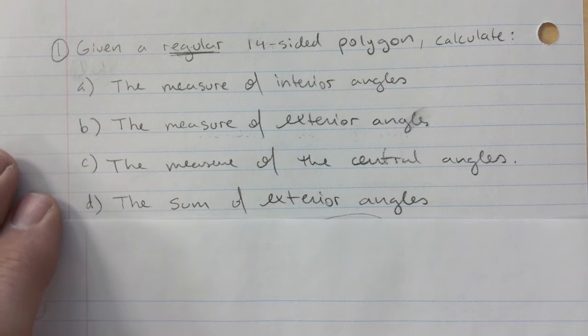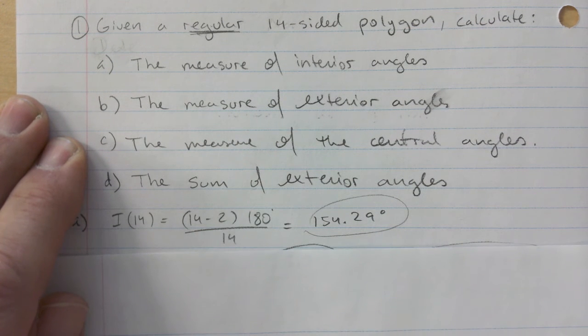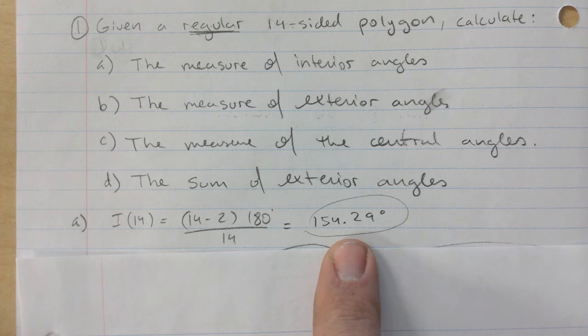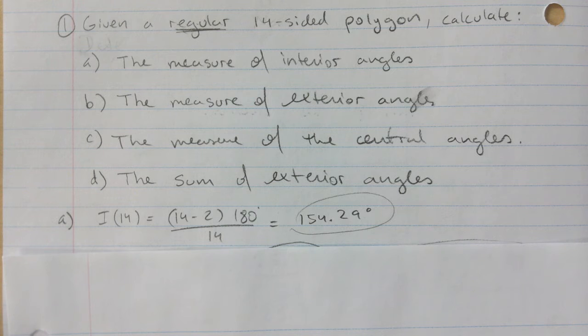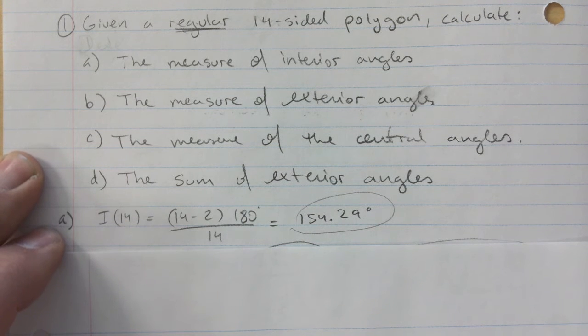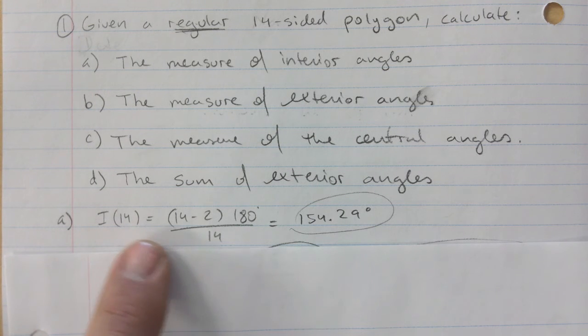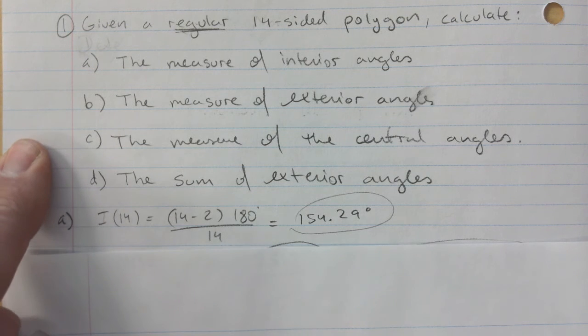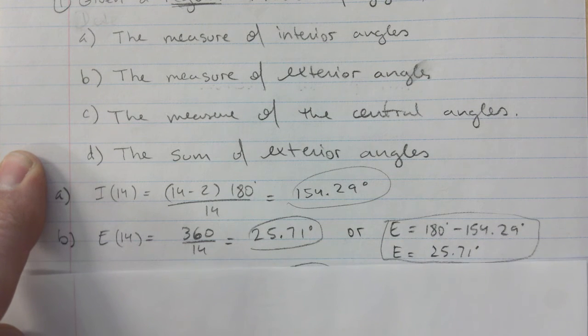Right, so the measure of the interior angles, I already did that. I went ahead and just used the formula. So it's 154.29 degrees. So watch out for the decimal angles. The other one, the only thing that you're not going to have a decimal for is the diagonals, the number of diagonals. I want you to write it like that, I of 14, right? Interior angle of a 14-sided is this, okay? B, the measure of each exterior angle, and I'm showing you both ways.